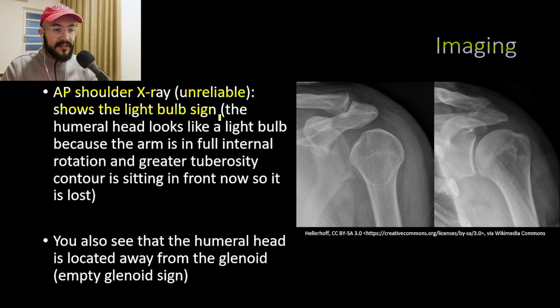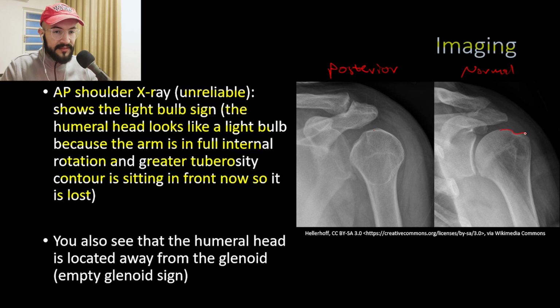The light bulb sign is that the humeral head looks like a light bulb because the arm is in full internal rotation and the greater tuberosity contour is sitting in front now, so it is lost. This is better explained on the X-ray that you can see here. The right X-ray is a normal AP shoulder X-ray and the left one is for posterior shoulder dislocation. On the normal AP shoulder X-ray, you can see that the greater tuberosity contour is present.